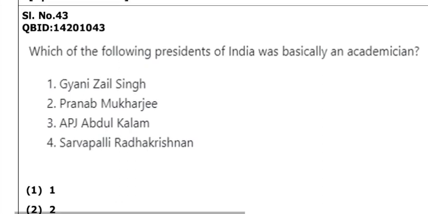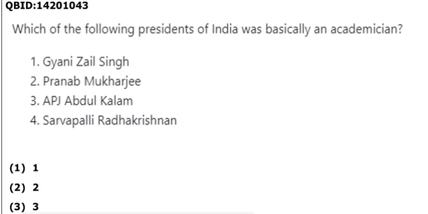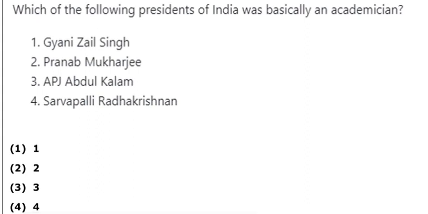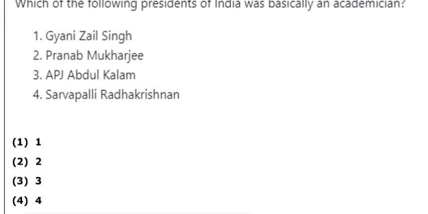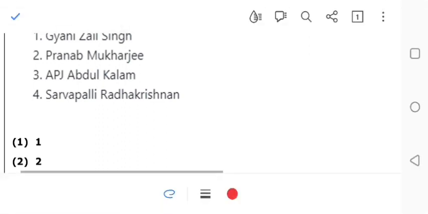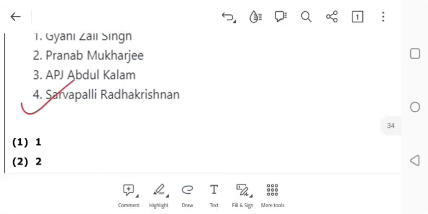43 says, which of the following presidents of India was basically an academician? Gyani Zail Singh, Pranab Mukherjee, APJ Abdul Kalam, Sarvepalli Radhakrishnan. It will be Sarvepalli Radhakrishnan. He was a professor, if you know.